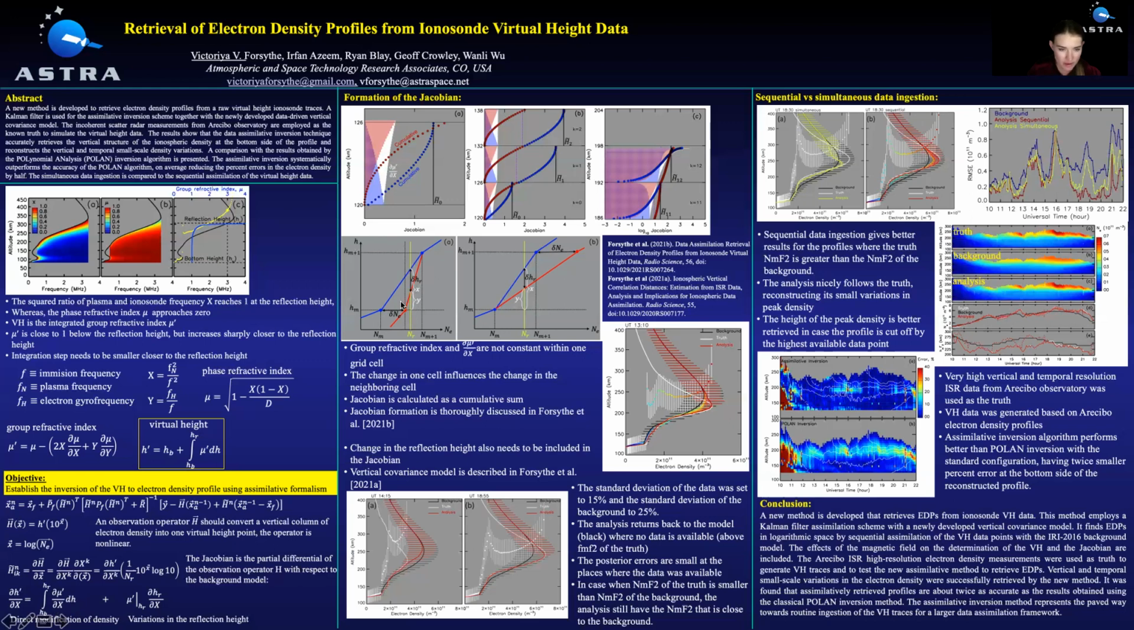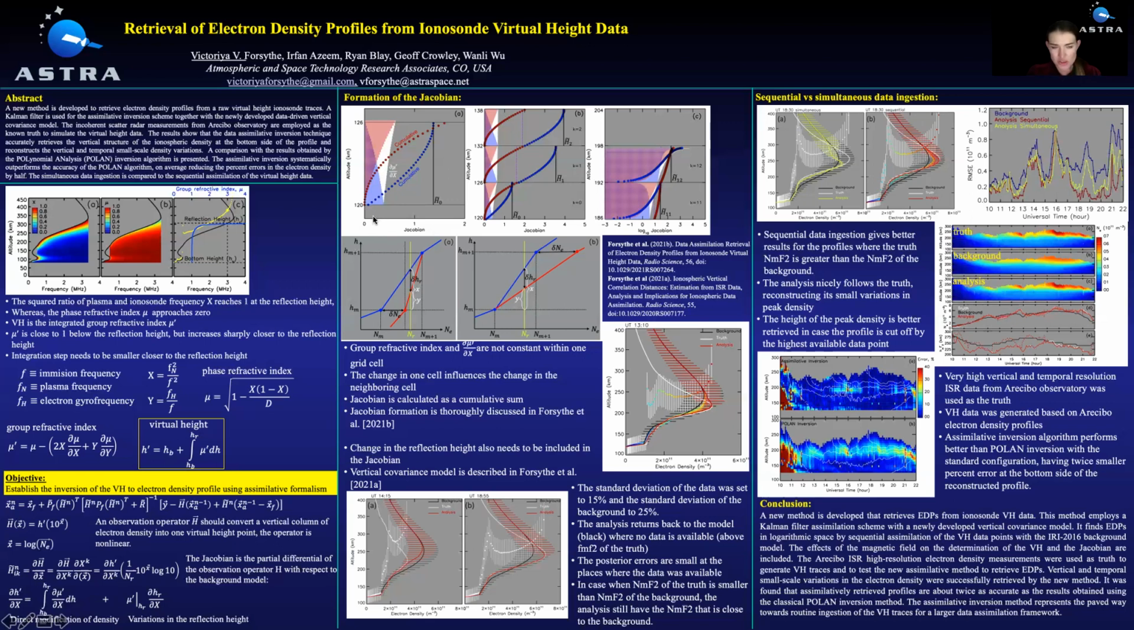The group refractive index, mu prime, is not constant inside of one grid cell in the assimilation scheme. Let's say we have this one grid cell, the bottom height is 120 kilometers, the upper height of the cell is 126 kilometers. As we showed here in this picture, the group refractive index is not constant and it can increase really, really sharply inside of one grid cell. The d mu prime dx is also not constant. Here I'm showing it with white bars.